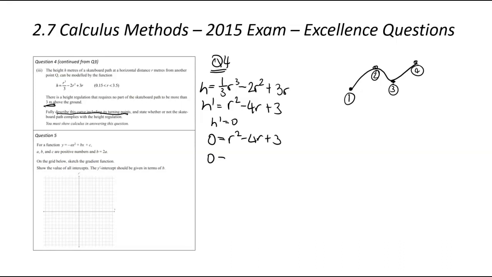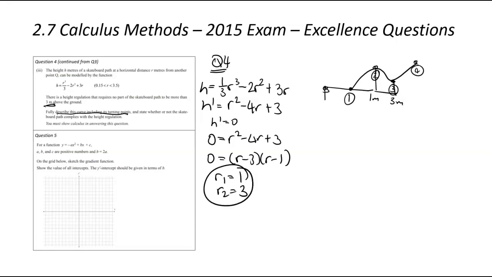This time around, I can see that I'll be able to factorize that. So that's going to be (r minus 3)(r minus 1). That means r1 will be equal to 1, and r2 will be equal to 3. So that tells us at this fixed point here, that one there is going to be 1 meter away, and this one here is going to be 3 meters away. So clearly that diagram is not to scale.